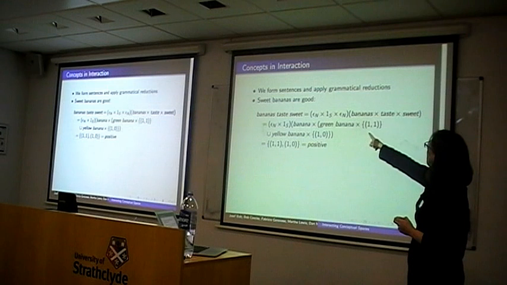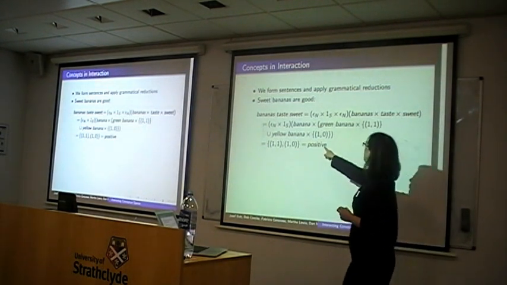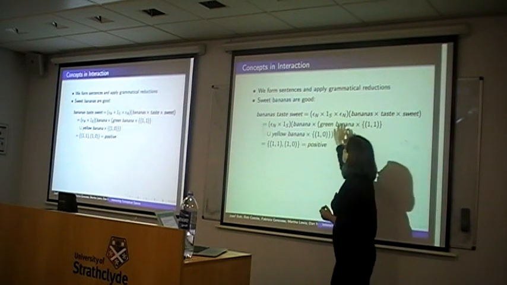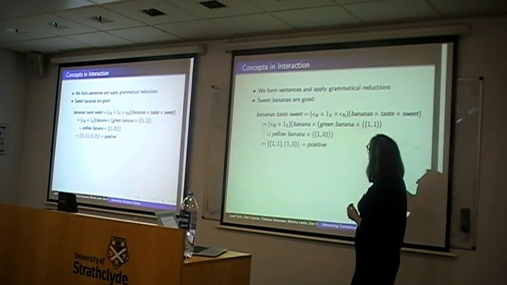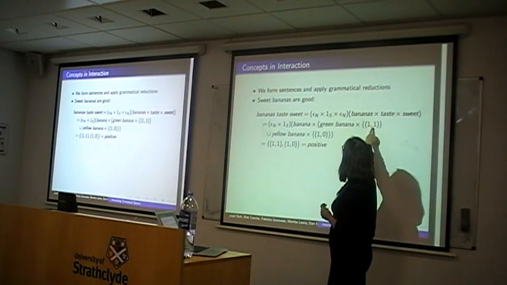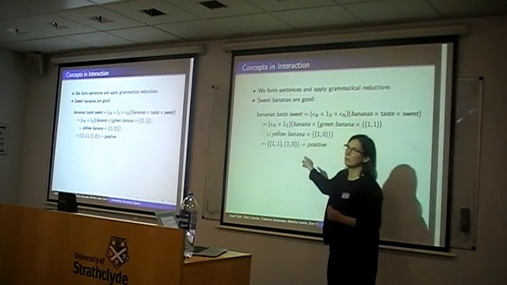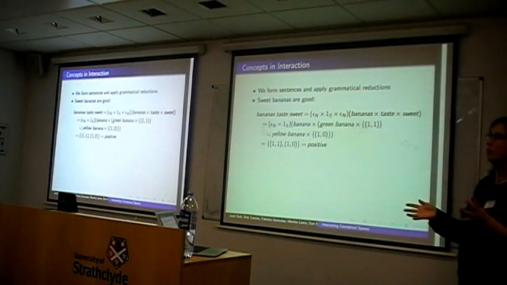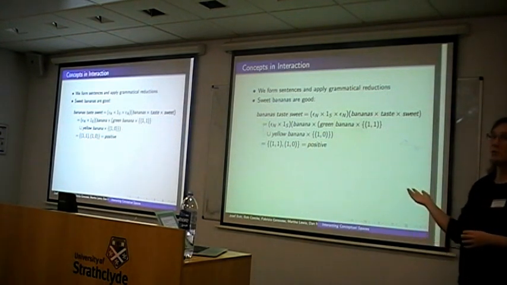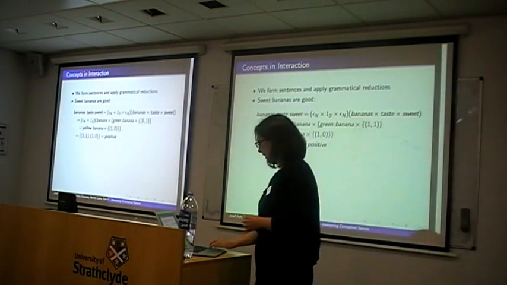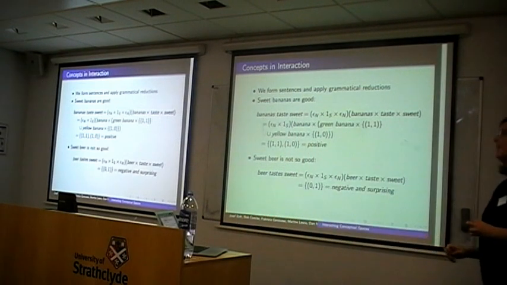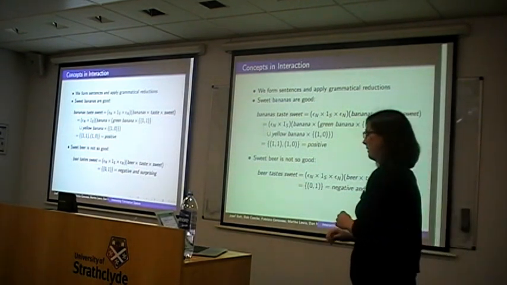Then again we've got banana. We draw a cup between banana and the green banana and yellow banana. Both of those are in fact bananas. And so what we're left with is this 1, 1, 1, 0, which is positive. So the meaning of this sentence in this very simple toy example is that bananas taste sweet is positive. However, controversially, sweet beer is negative and surprising. We don't really want beer to taste sweet, and we don't expect it to.